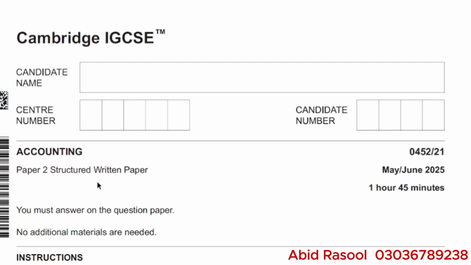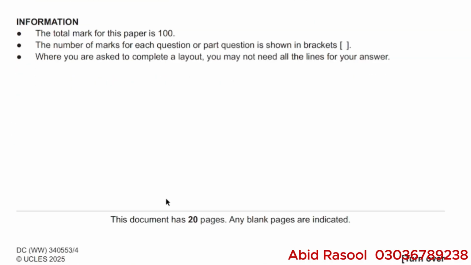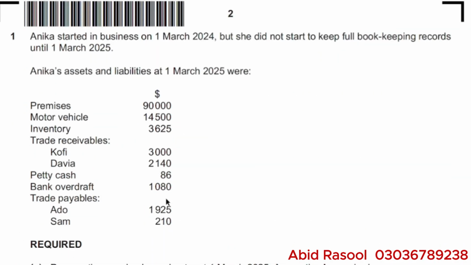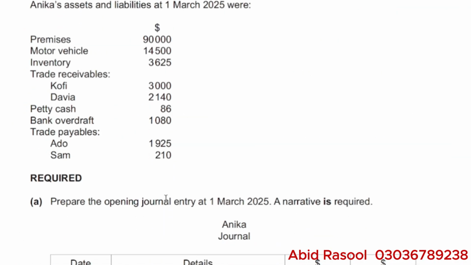Today we are going to start paper 2-1 of May-June 2025. We move to question number 1. In question number 1, we have to make an opening journal entry of the given data. We are provided with the balances of liabilities and assets, and we have to make the opening journal entry for this business. Narrative is also required.